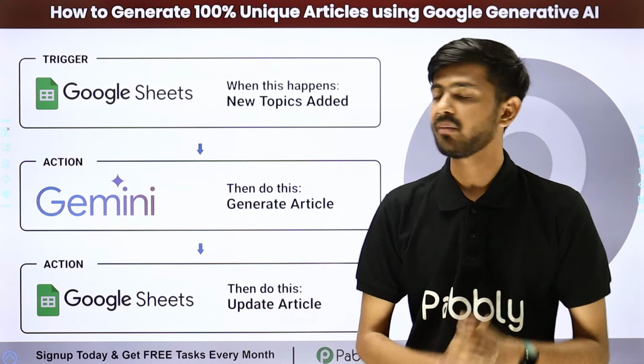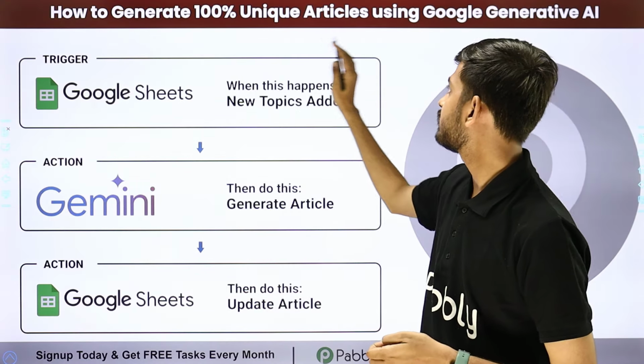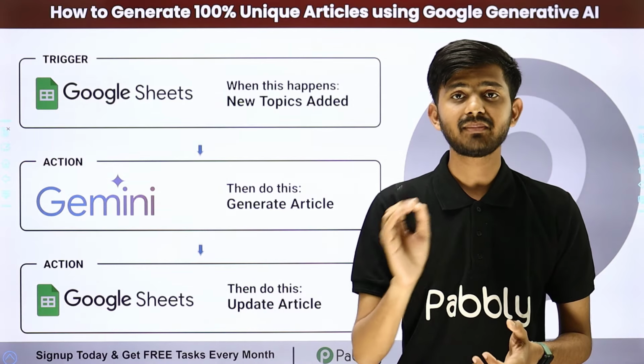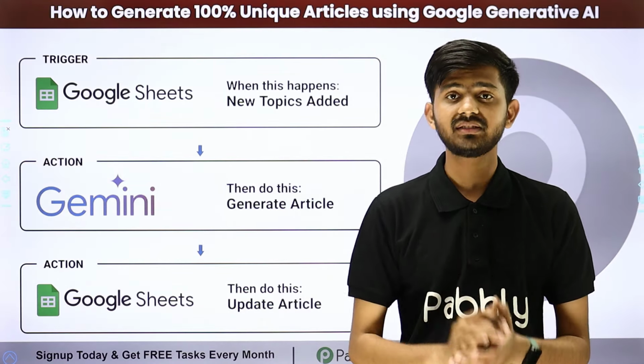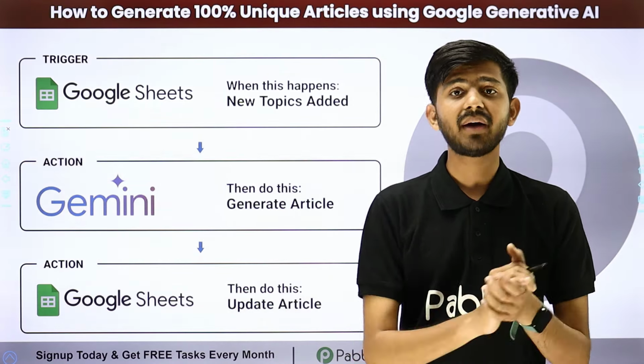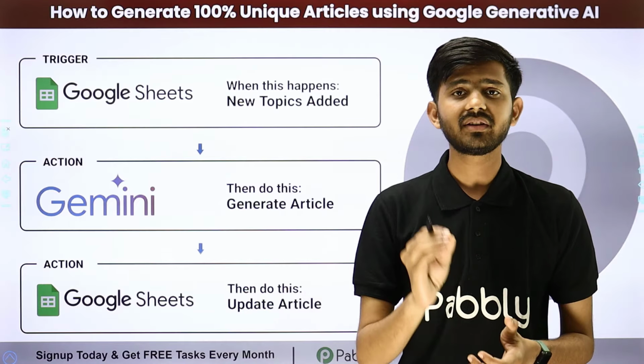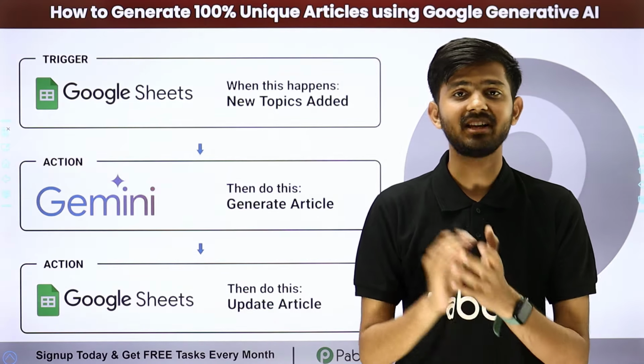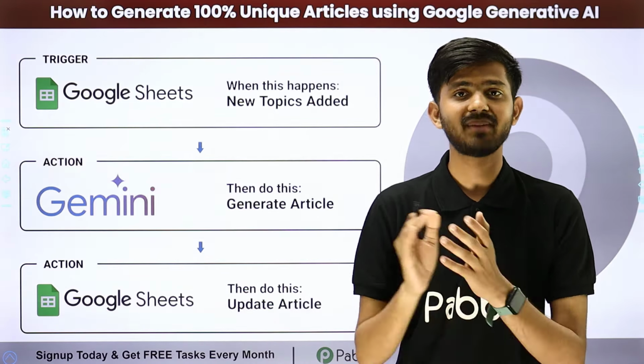Hello everyone, today our topic is how to generate 100% unique articles using Google Generative AI. So here my objective is that in my Google Sheet, I'm adding the article topics, and by using these article topics, I have to generate unique articles by using Google Gemini. And after generating these articles, I have to update the cell values by adding these articles automatically in my Google Sheet. So for that, I have to build a connection between Google Sheets and Google Gemini.